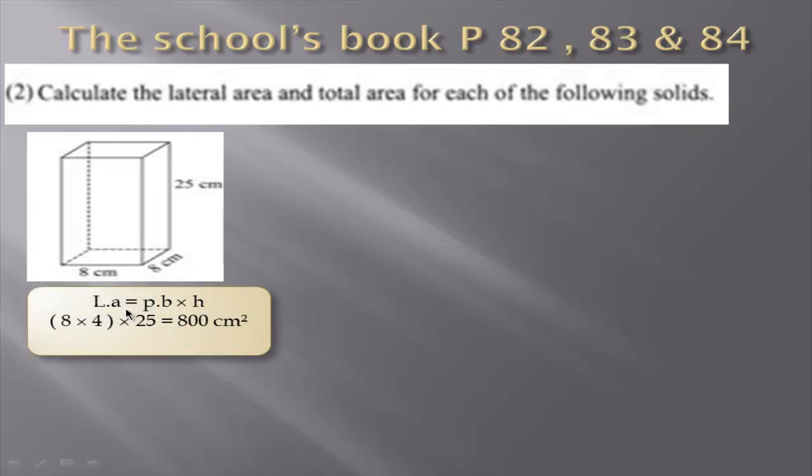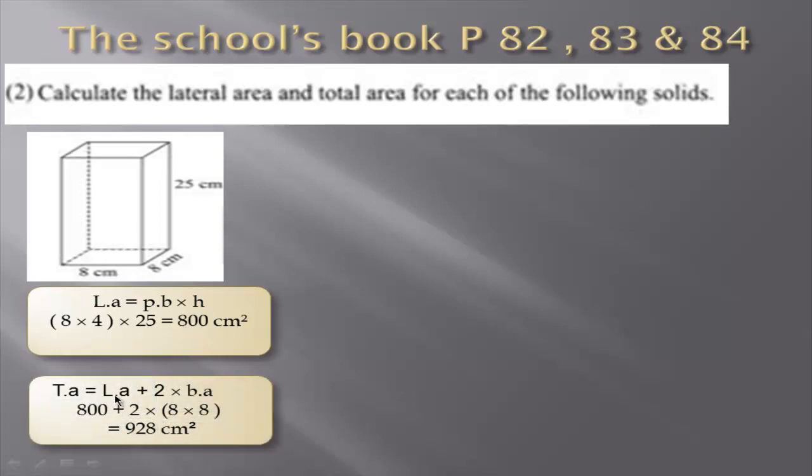So, don't forget, if we have a square base, what will we do? The lateral area will be the perimeter of the base times the height. The perimeter of the base here is of a square, so side times 4: 8 times 4 times 25 equals 800 centimeters squared. Now, jump to the total. The total area will be the lateral area plus 2 times the base area. The base area of the square is side times side. So, 800 plus 2 times 8 times 8 equals 928 centimeters squared.